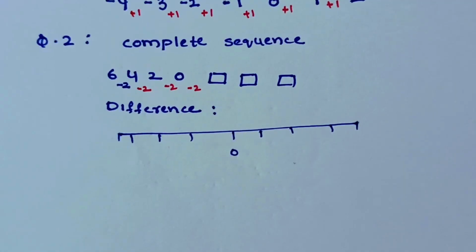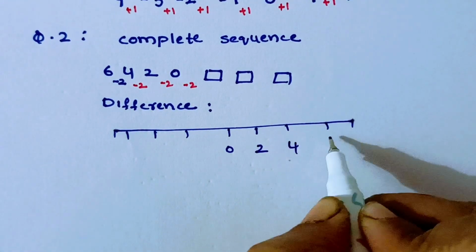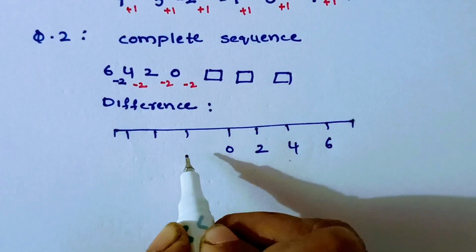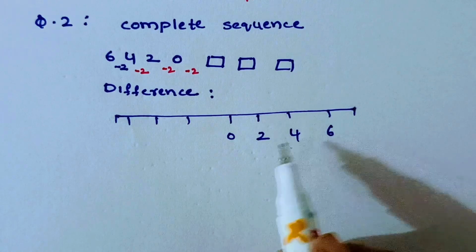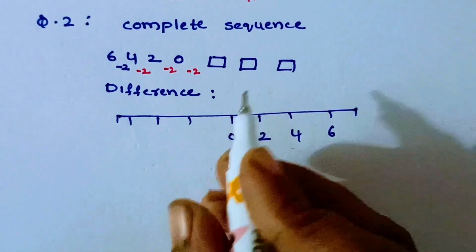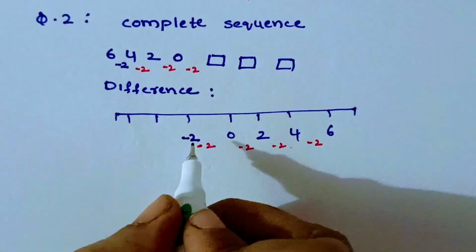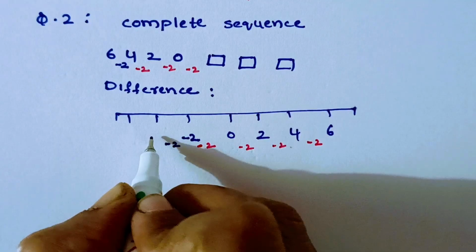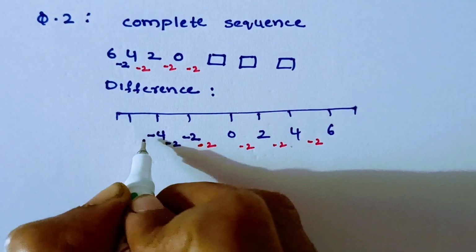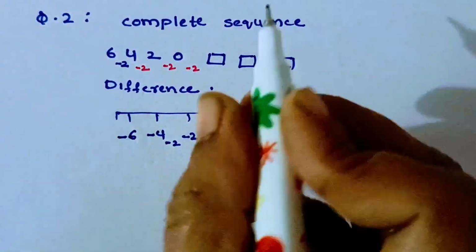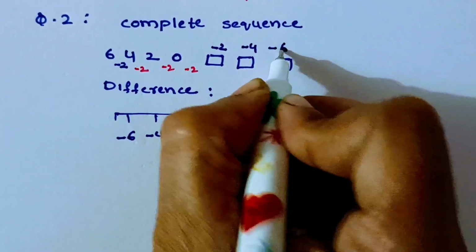We draw the number line. Right side positive numbers: 0, 2, 4, 6, and left side negative numbers. After this 0, the difference is minus 2 each time. Again minus 2, minus 2. What is the number here? Minus 2, then minus 4, then minus 6. So the answer is minus 2, minus 4 and minus 6.